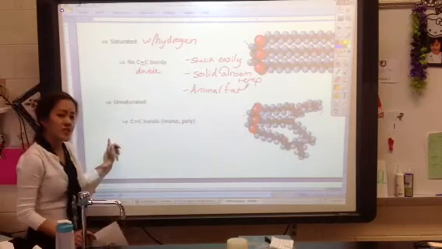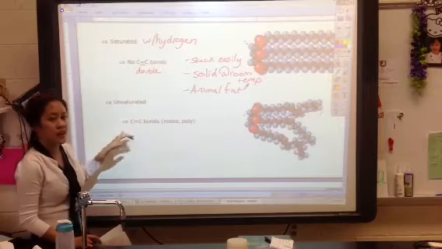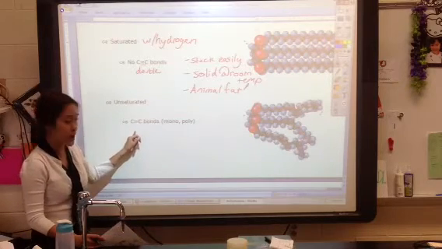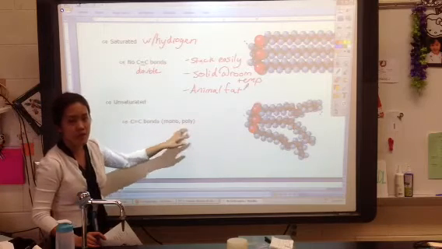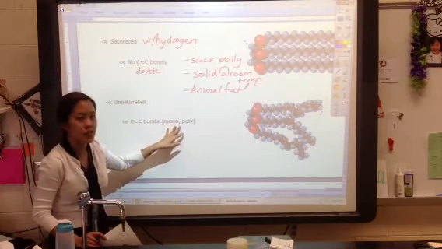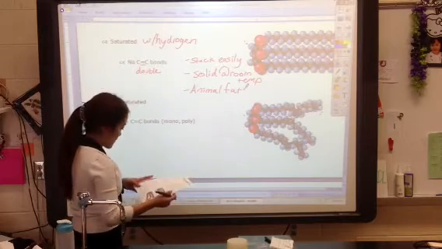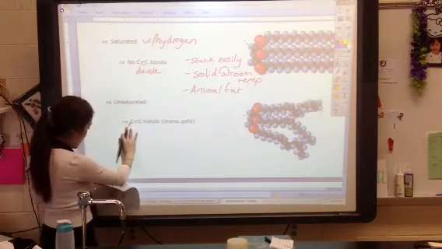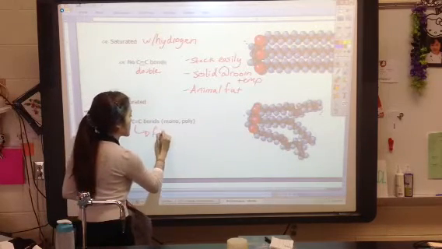And then our unsaturated fats, or unsaturated lipids, are going to contain carbon-to-carbon double bonds, okay? And this can happen once or more than once. So they can be monounsaturated or polyunsaturated lipids. What's important about this is that the carbon-to-carbon double bond actually forms kinks.